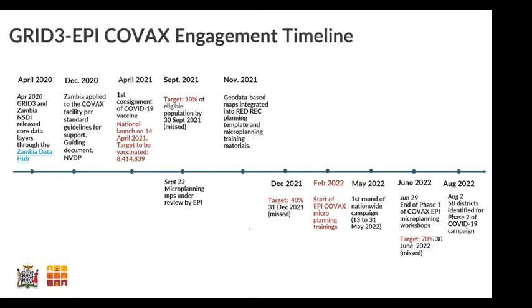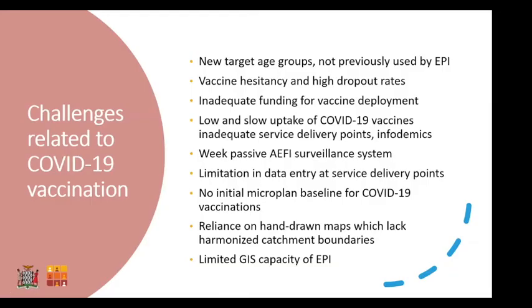Next slide. Okay, next slide, please. I've highlighted, even as I've been discussing the challenges that we have faced, but additional to those are issues around vaccine hesitancy, issues of high dropout rates, which indicate utilization issues, and the issue of slow and low uptake of these vaccines, a weak passive AFI system. And then in the initial, I'd mentioned that these microplans were not available. And so we saw that the health facilities were not fully implementing the activity the way that we had desired, and they were missing out a lot of our target population. Another challenge is the limited GIS capacity within the EPI team in general.